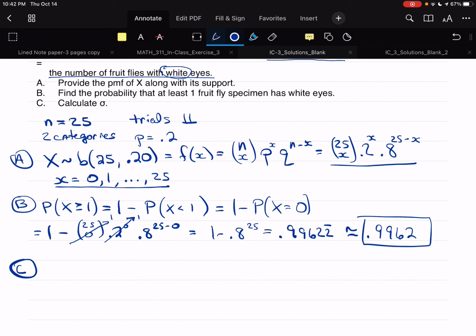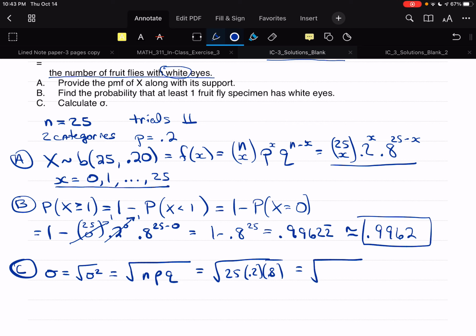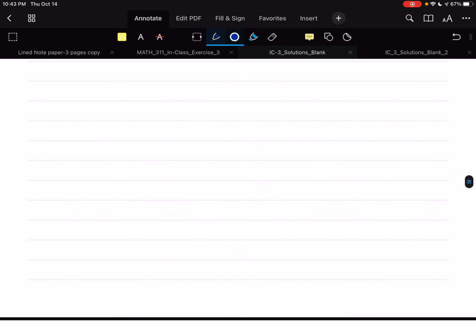Since this is a binomial, sigma is equal to the square root of sigma squared, which is the square root of n times p times q, which is 25 times 0.2 times 0.8. So this is going to be the square root of 4, which is very nice, so that we get a very nice answer of 2. The standard deviation is 2 fruit flies. All right, so that's the second problem if the student selected that problem.